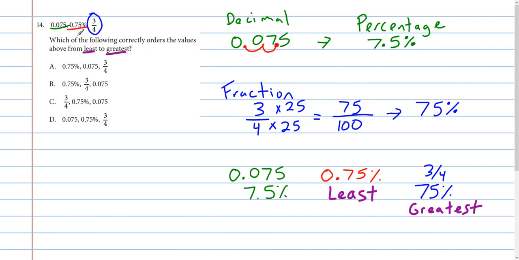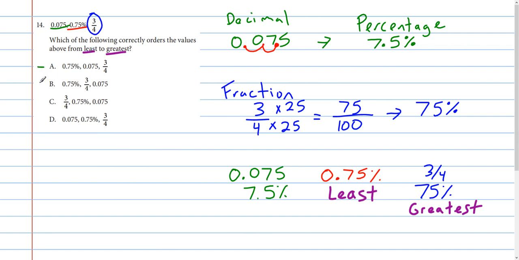Now we have them all as percentages. We have 7.5%, 75%, and this one, 0.75%, which is our least value. So if we compare them all, we can see that this is the lowest one, the least value, so that should go first when they want to order them.